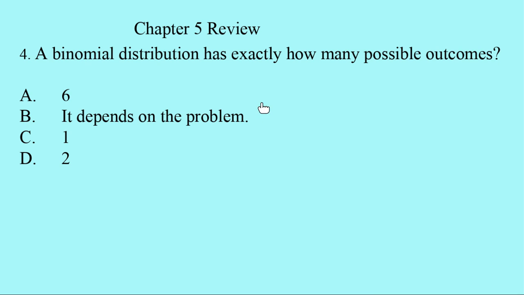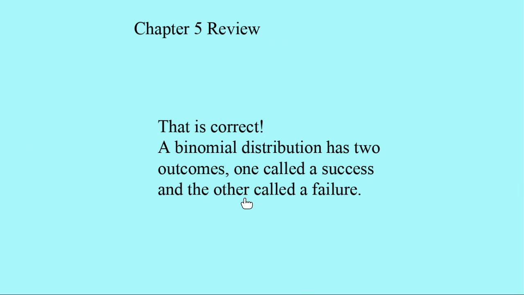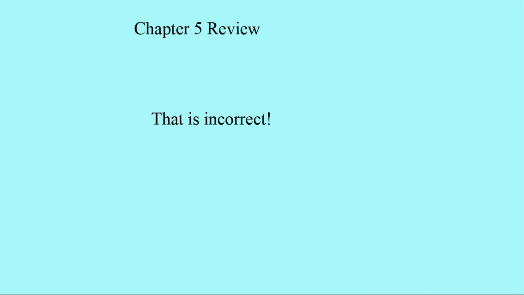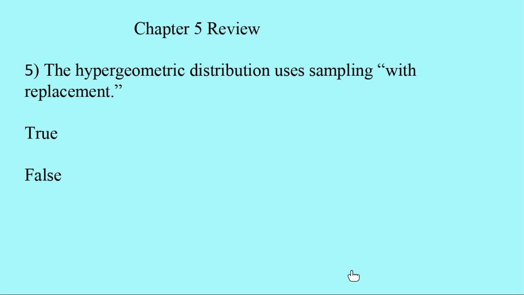All right. A binomial distribution has exactly how many possible outcomes? A, 6. B, it depends on the problem. C, 1 or 2. 2. And why is that? It's binomial, exactly. Okay, very good. A binomial distribution has 2 outcomes, one called a success and the other called a failure. Very good. Some people get confused, but it's binomial. It's already telling you what kind of distribution it is.